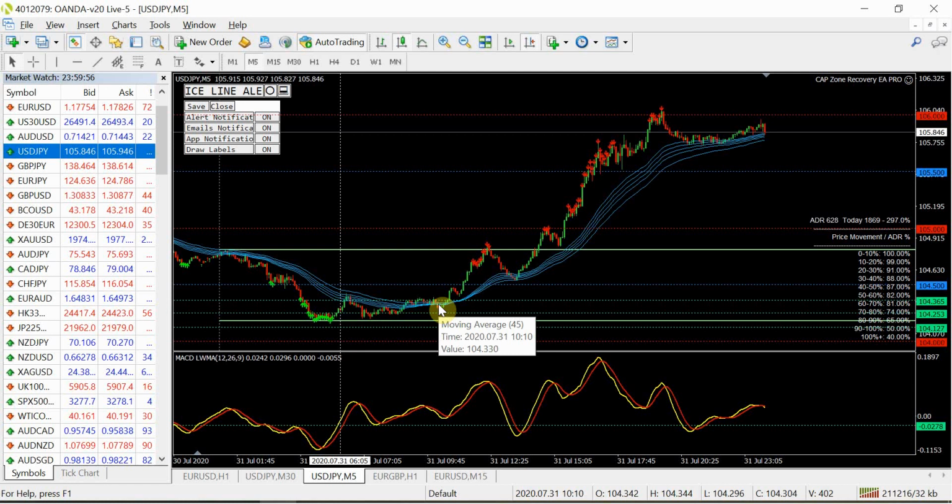Obviously, adjust your risk based on 1, 2, 3% of your account, depending on how aggressive you trade. But in a nutshell, that is the strategy.